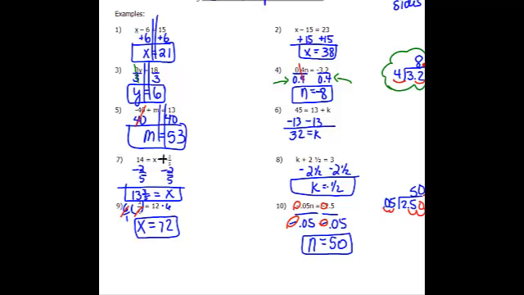Now, some of you might have gone ahead and used the commutative property and said, I know that's k plus 13 equals 45, which you could have done, and then you wouldn't have had to do that sort of backwards look to it. 8 should have been straightforward, and 10.